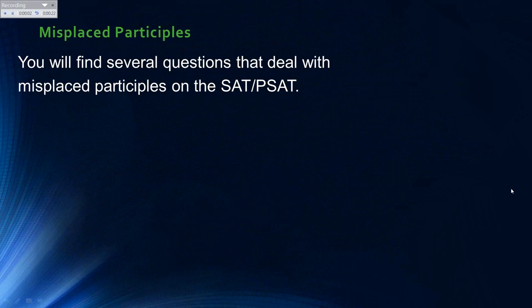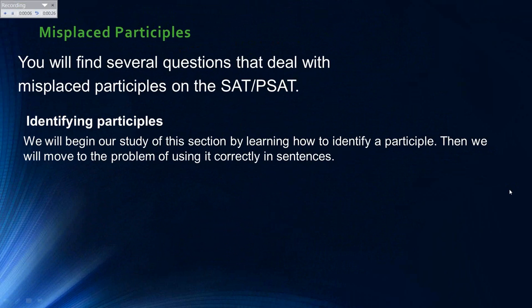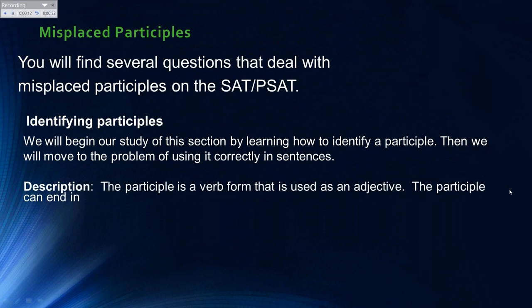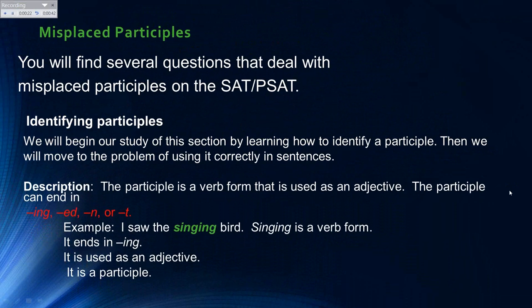We're going to have a lot of questions that deal with misplaced participles on the SAT. Our first study is going to learn how to identify a participle in the first place, and then we'll go to the problem of using it in sentences. A participle is a verb form that's used as an adjective. It can end in ing, ed, n, or t.